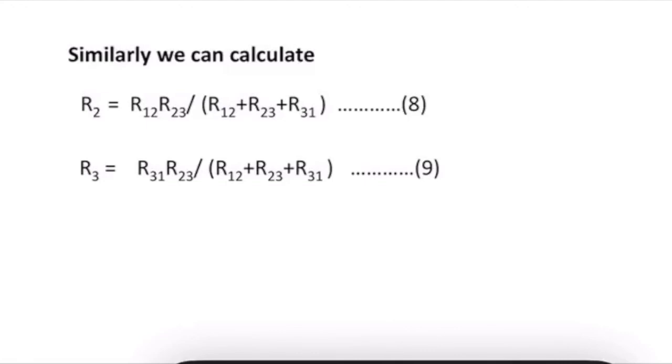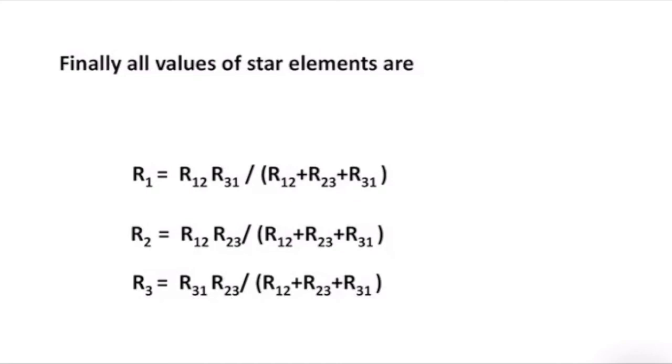The denominator is common for all three expressions, but the change is that for R2 we get the product of the two elements which have 2, that is R12 and R23. Similarly for R3 we get the product of the elements which have 3, that is R31 and R23. Okay, so these are your final expressions which we have got from the derivation, that is R1, R2 and R3, the final elements of the star connection.